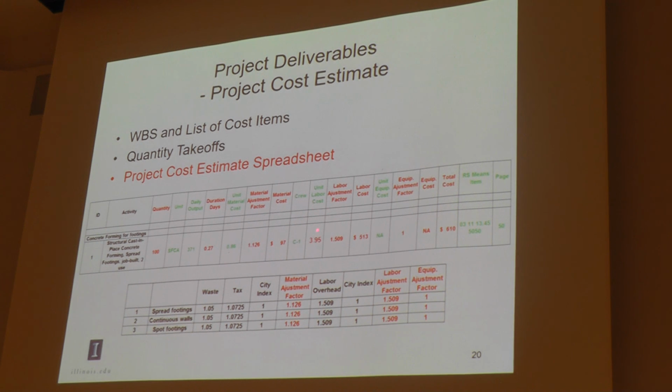Similarly, we can get the labor cost from RS Means here. We can get the labor adjustment factors also from RS Means. And we do the similar thing like we did for the material. We can get the labor cost we need for this 100 SFCA form. And similarly for the equipment.